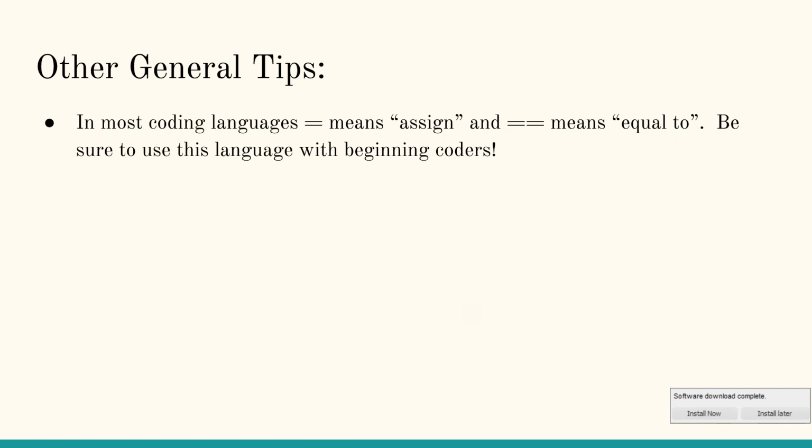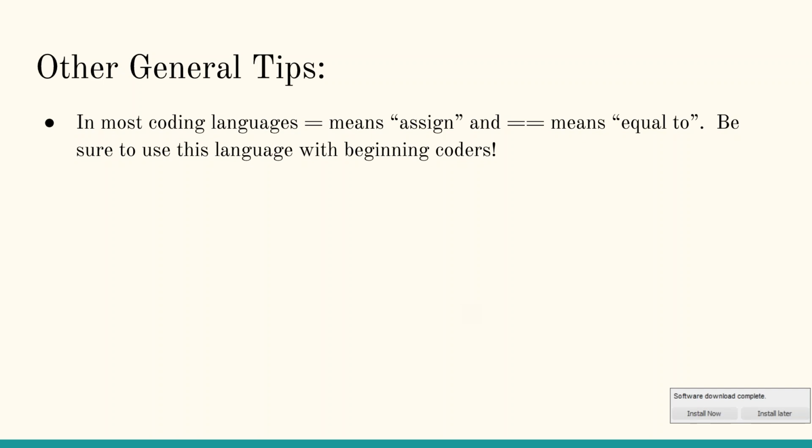Just some general tips. When you're teaching an introductory coding language, if your language has the fact that an equal sign means assignment and double equal means equality, be really careful about explaining that to your students because obviously they're coming from a math class where equal sign means equality, not assignment.